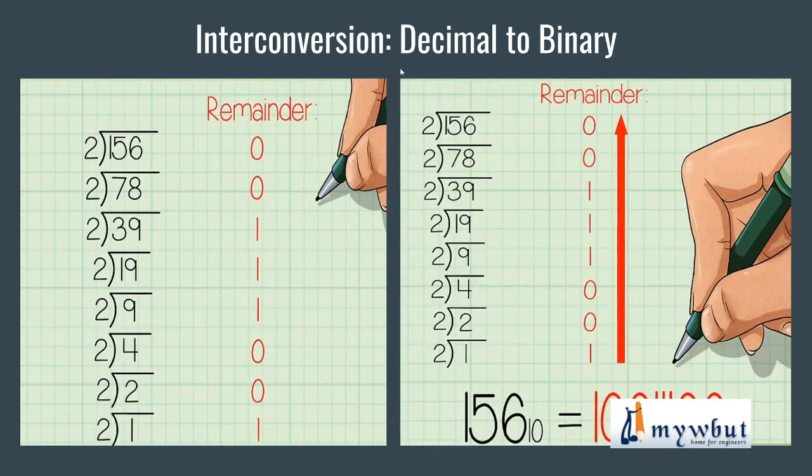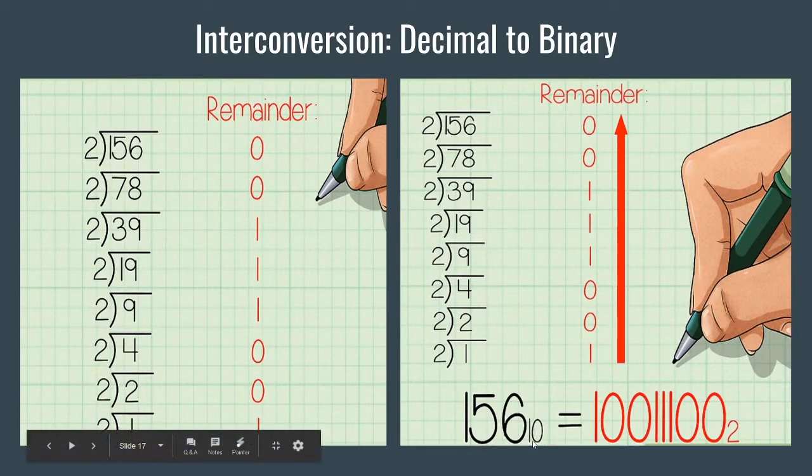So let's get started with decimal to binary conversion. Suppose we have the first number as 156. Now this 156 is a decimal number. As you can see, the base written is 10. So this 156 is a decimal number and we want to convert that into binary. So how shall we do that?